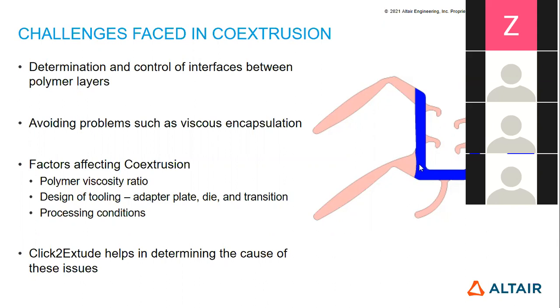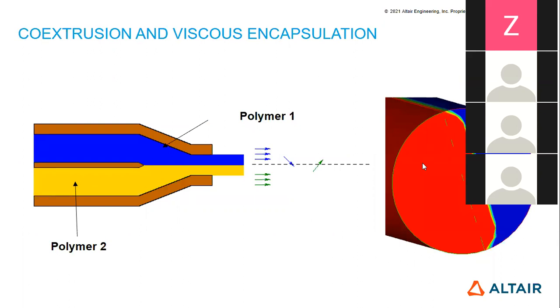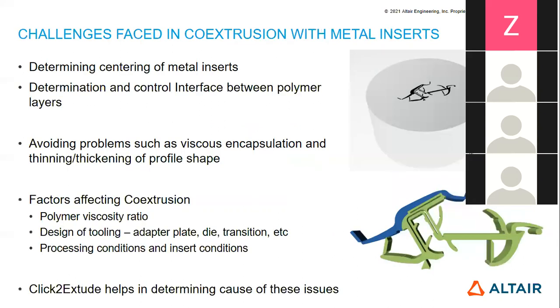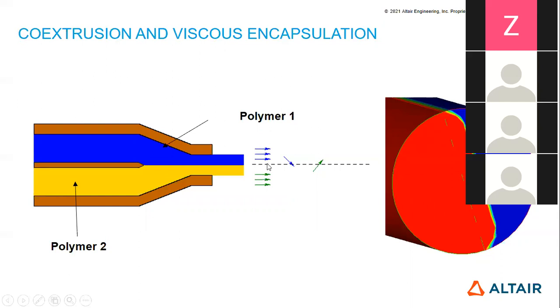And polymer viscosity ratio also affects this defect. Basically, when polymer A and polymer B merge with each other, that problem is known as viscous encapsulation. So what is viscous encapsulation? Here you can easily identify that. Blue color is polymer 1, yellow color is polymer 2. So in viscous encapsulation, they get merged with each other.